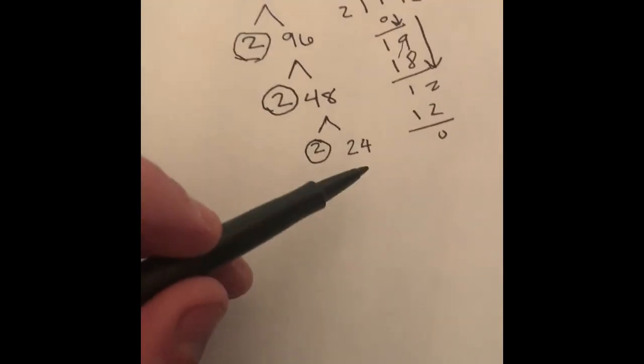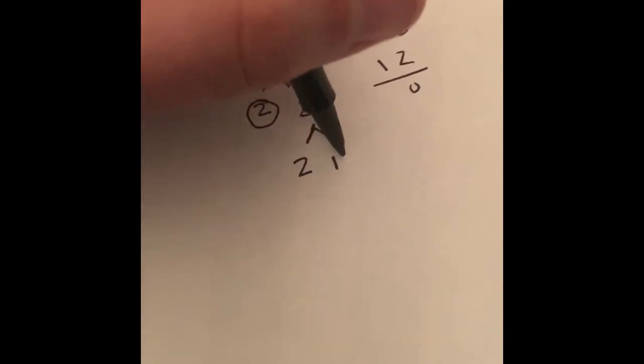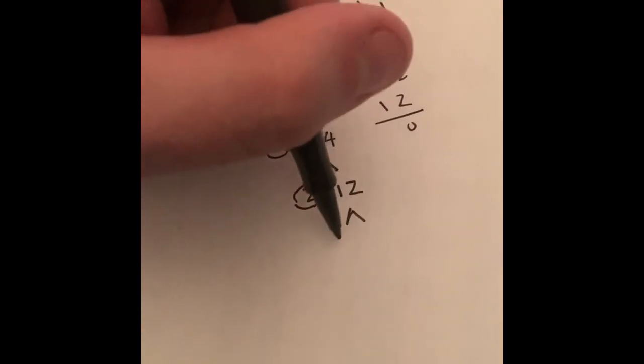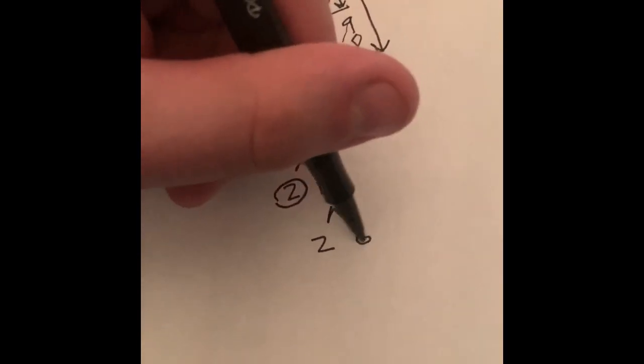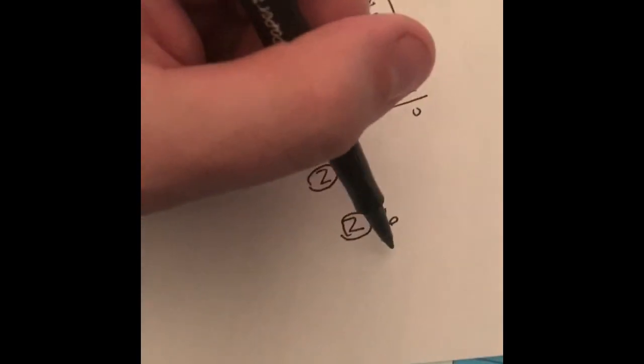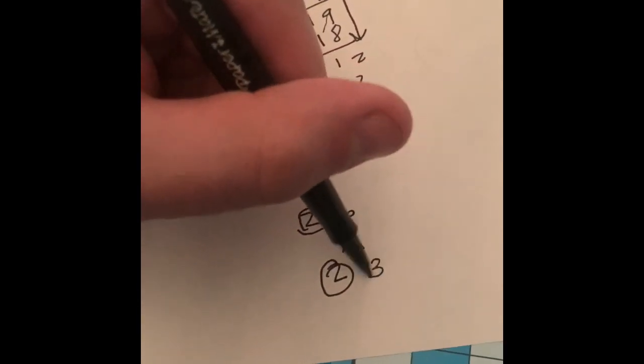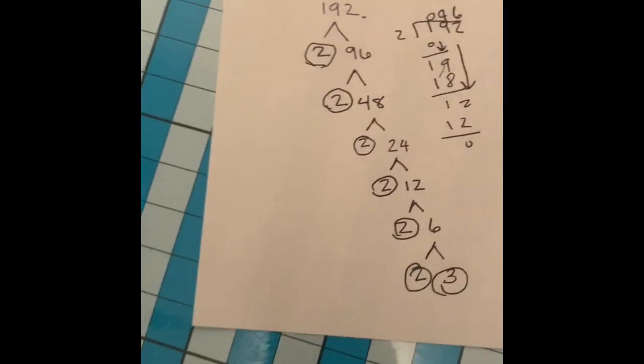Same step again. I know that 24 is even, so I can divide by 2, and the other factor would be 12. Once again, same step. 12 is even, so I can divide by 2. The other factor is 6. And lastly, 6 is even, so I can divide by 2. And the other factor is going to be 3, which is also prime.